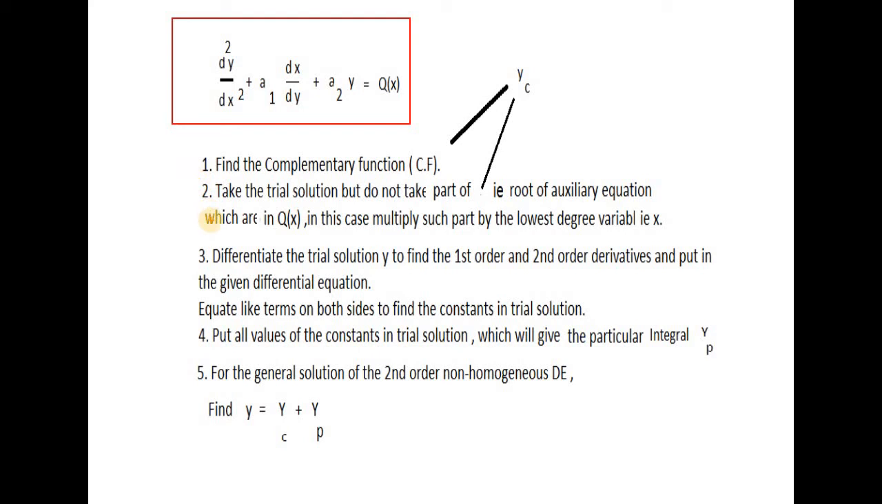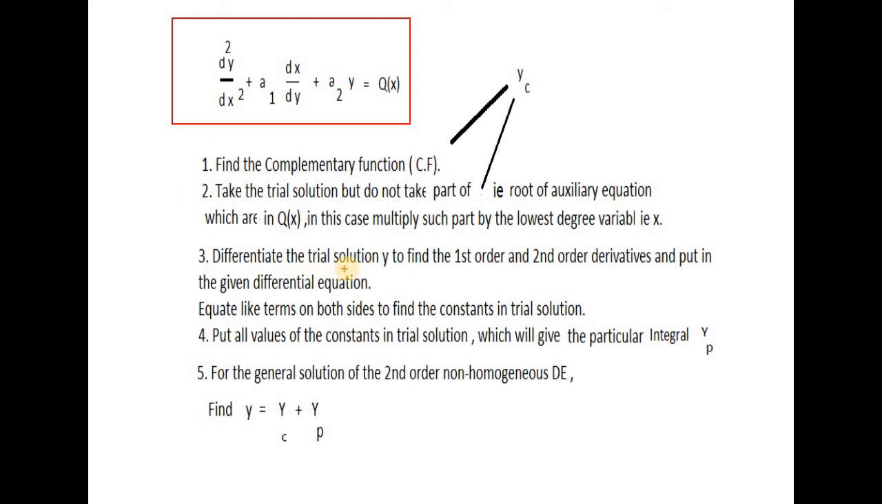The purpose of point 2 is that we have to take the generalized form of function q. If there is some similarity in the complementary function and function q, then we have to multiply the generalized form of function q by the lowest exponent of the variable x.